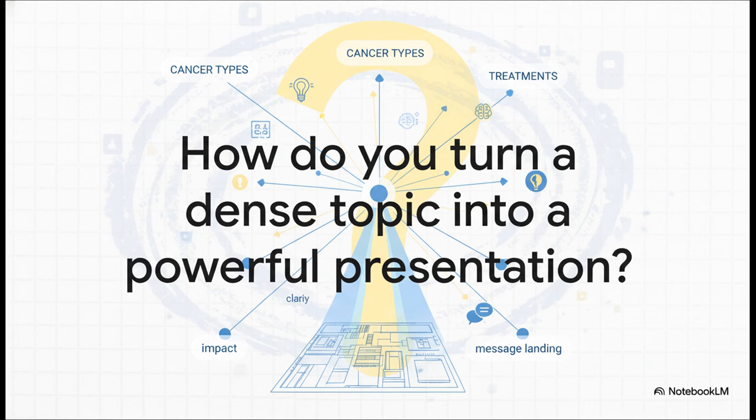I mean, this is the big question, right? Whether you're talking about cancer types, causes, or treatments, the sheer amount of information can feel, well, totally overwhelming. Your goal isn't just to read off a list of facts, it's to build a story, a narrative that makes your message stick. And this guide right here, it's your blueprint for doing exactly that.